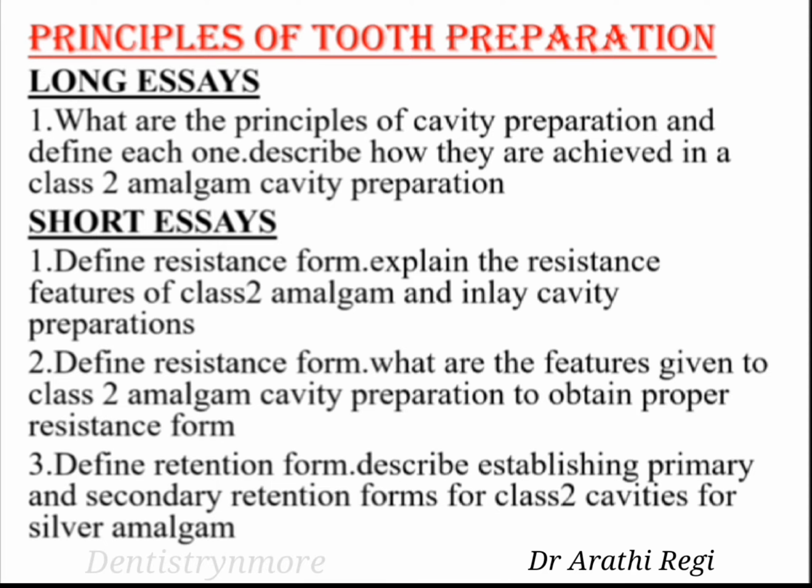And the long essays include: what are the principles of cavity preparation and define each one, describe how they are achieved in class 2 amalgam cavity preparation. And the short essays include: define resistance form, explain the resistance features of class 2 amalgam and inlay cavity preparations. Define resistance form, what are the features given to class 2 amalgam cavity preparation to obtain proper resistance form. Third one is define retention form, describe establishing primary and secondary retention forms for class 2 cavity for silver amalgam.